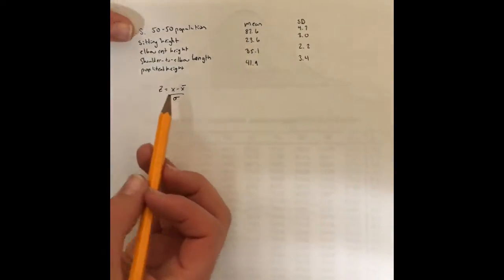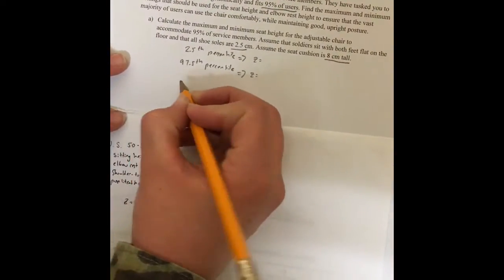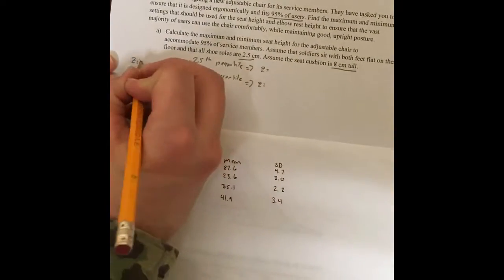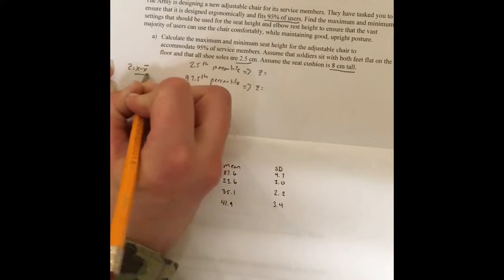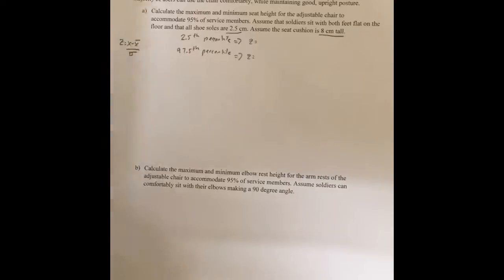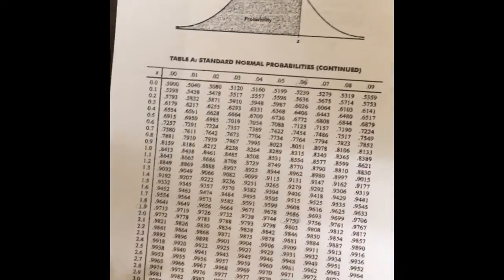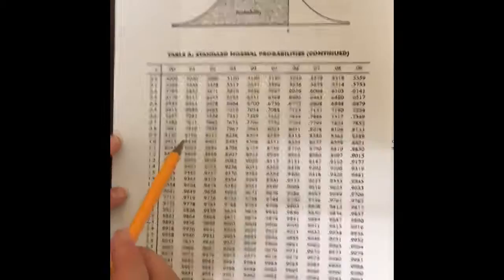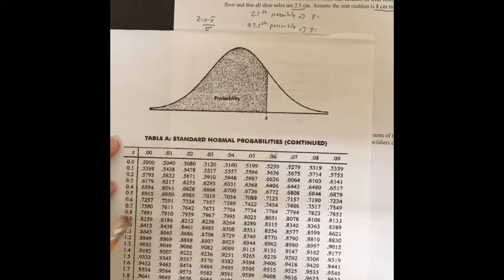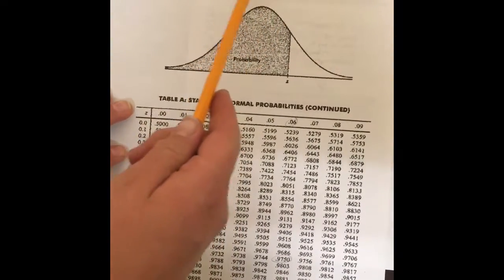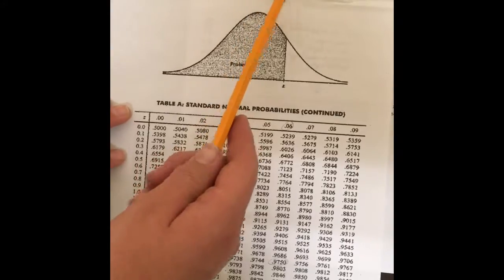So you can see here, z equals x minus x bar over the standard deviation. So we'll write that here. Z equals x minus x bar over the standard deviation. Okay. So to find the 2.5th percentile, it's the same for anything over 50 and anything less than 50. You just find, the 2.5th percentile is going to be the same as the 97.5 percentile.